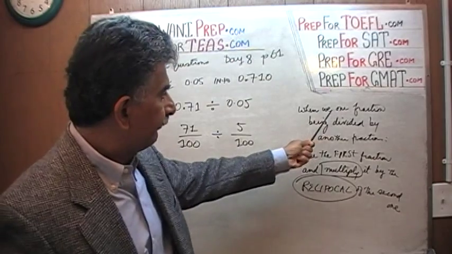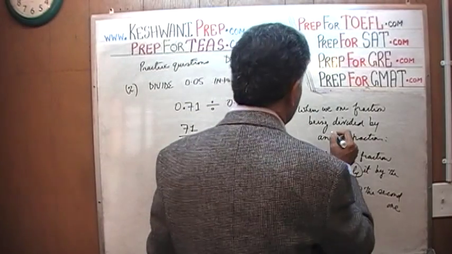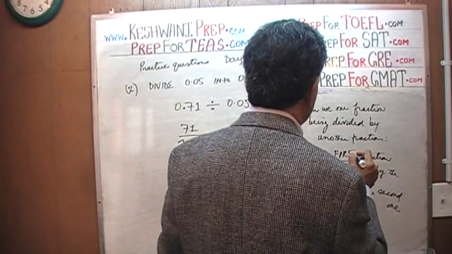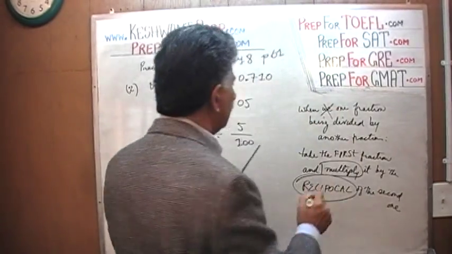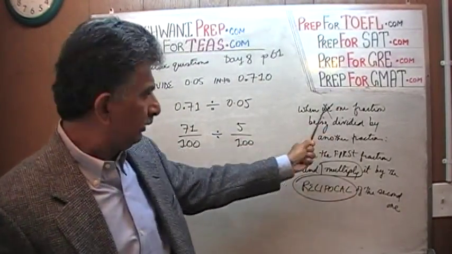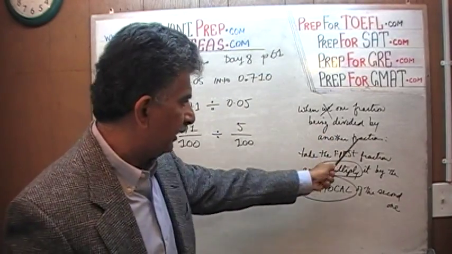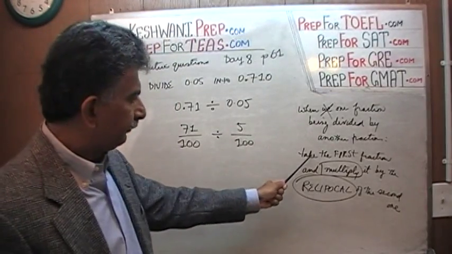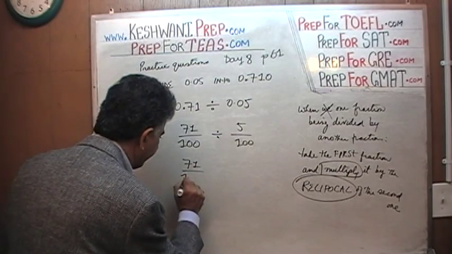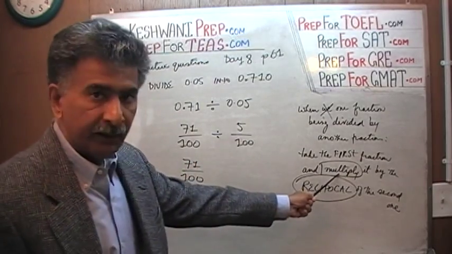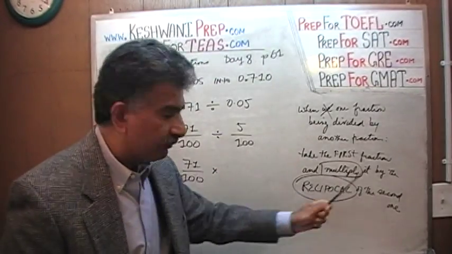When we have to divide, it should say, when one fraction is being divided by another fraction, we take the first fraction and we multiply it by the reciprocal of the second fraction.